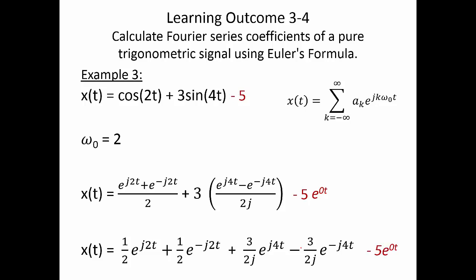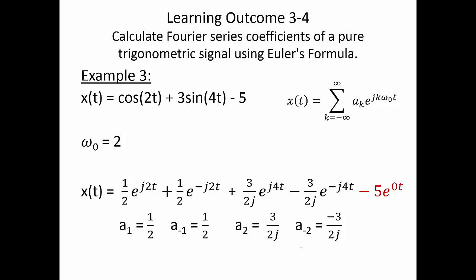So when we write it into our x of t, we now wind up with an extra term of a0 is negative 5. All other a sub k are 0. We just have one fewer 0 terms.